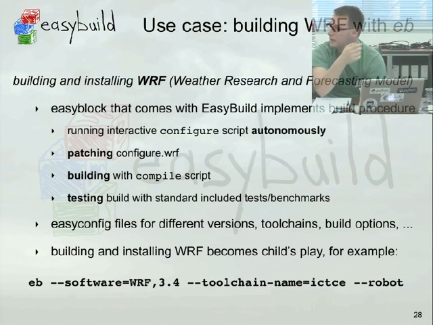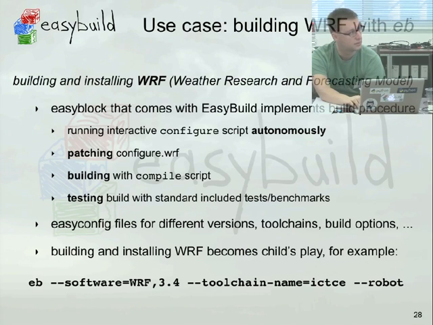This is the way of not giving it an eb file. You just use --software, I want to build WRF 3.4, and I want to use the ictce toolchain, which is the Intel compilers and MPI. And then use --robot, so it takes care of the dependencies as well.